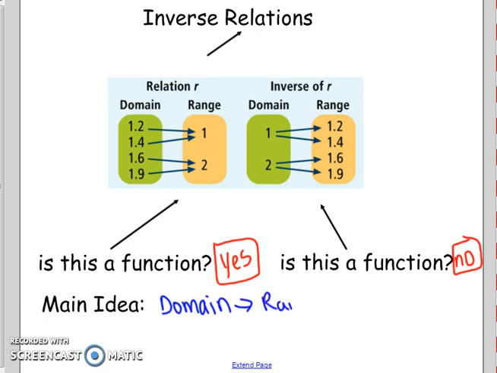So the main idea here is that when you have an inverse of a function, the domain becomes the new range, and the range becomes the domain. So what's happening is that the x's and the y's are switching in these relations. So all of the domains of the original become the range of the inverse.